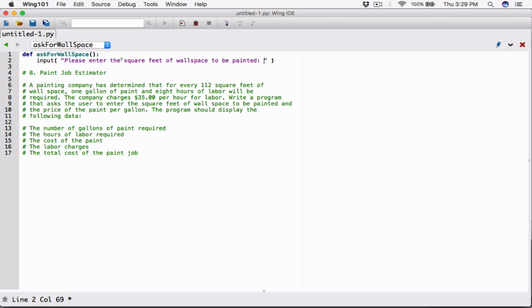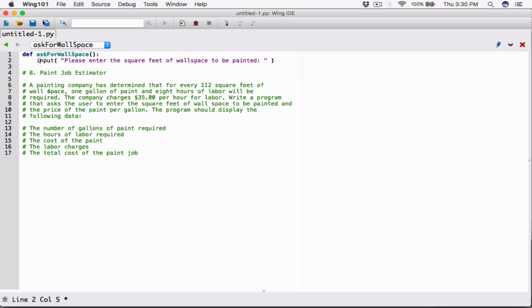Now, the input function by default always returns a string. So we are asking for the square feet of wall space in feet. But even if the user types in a number, it returns it as a string, right? So we need to go ahead and convert this value to a float, because the square feet can be 112.8, 111.5, 2.5. That's why we need to convert it to a floating point number so that we can use it.